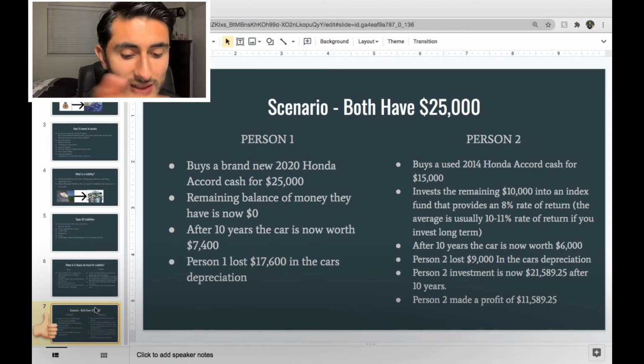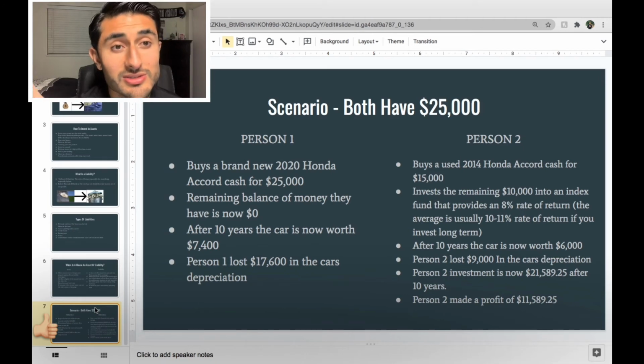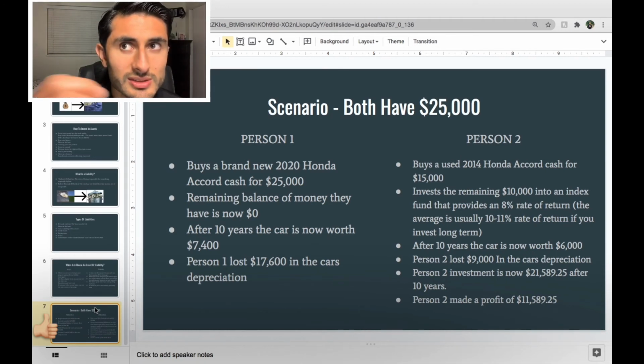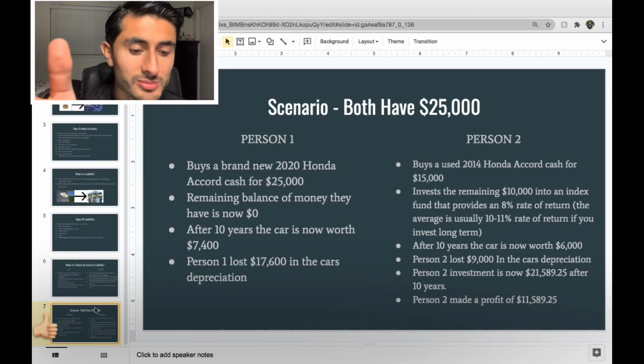So now, let's say 10 years have passed. Person number 1, a car that was worth $25,000 after 10 years is now worth $7,400 due to depreciation. Yes, I looked this up, and I'll put the information of where I got this in the description down below so you guys can see for yourself. What I did to get these numbers was go on Car Gurus and see how much a 2010 Accord would cost, because that's a 10-year difference, right? And it was roughly around the same price. Now person number 1, after 10 years, with those $25,000 that they used to pay for their car cash, lost $17,600 in the car's depreciation.